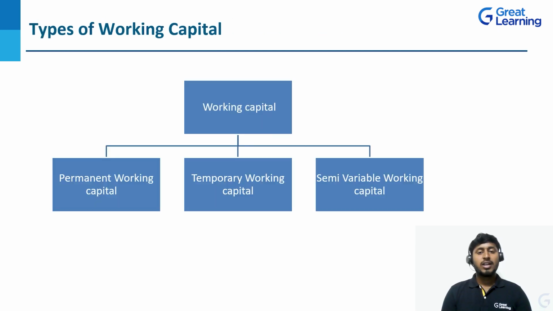So next one, types of working capital. Here we have only three types or three categories of working capital. We'll see one by one. In working capital, we have permanent working capital, second one temporary working capital, and third one semi-variable working capital. So these are the three types of working capital. We'll see one by one.